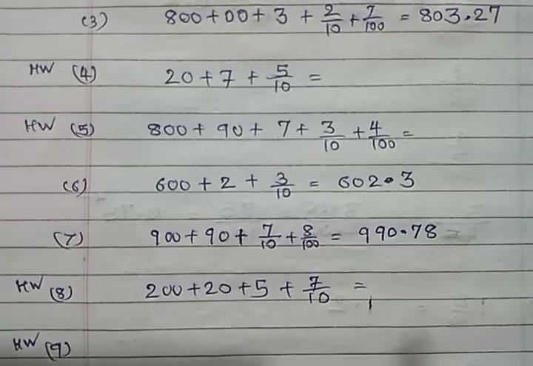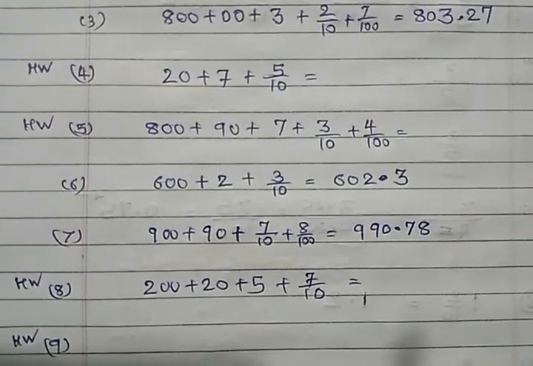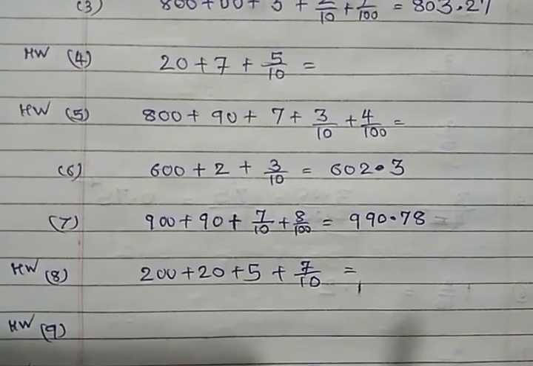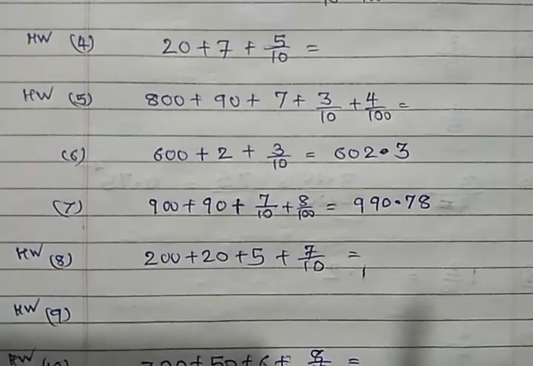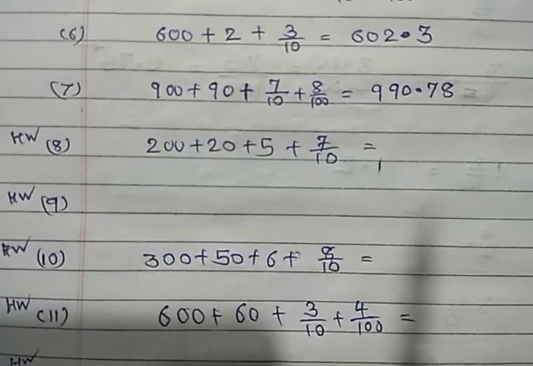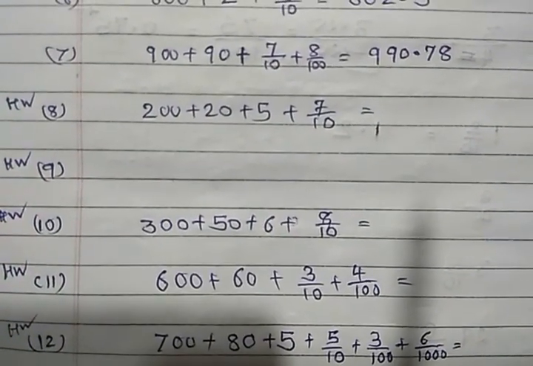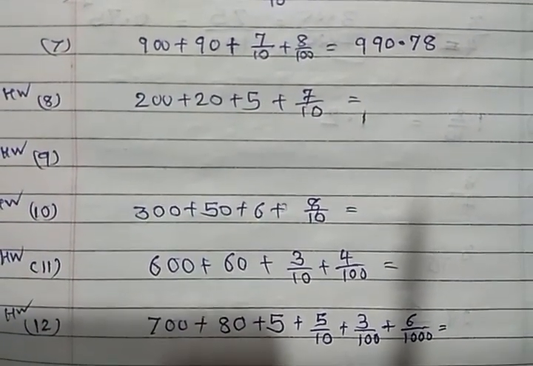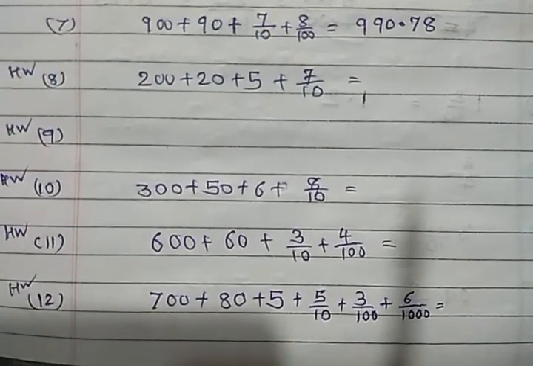The fourth one is homework. 20 plus 7 plus 5 upon 10 is equal to what? Also 5, 6, 7, 8 and 9. Please note down in your notebook, right? The tenth one is also homework, 11 and 12.